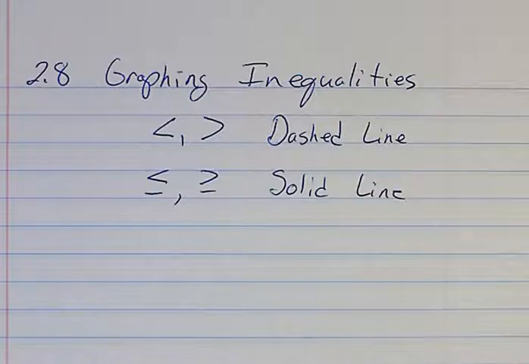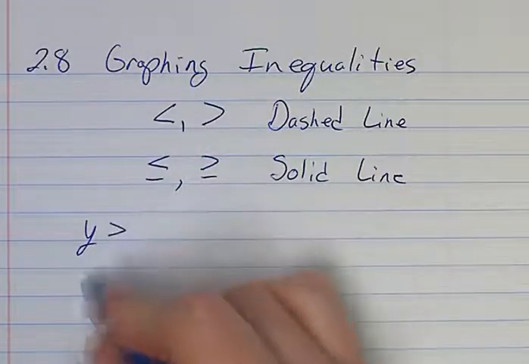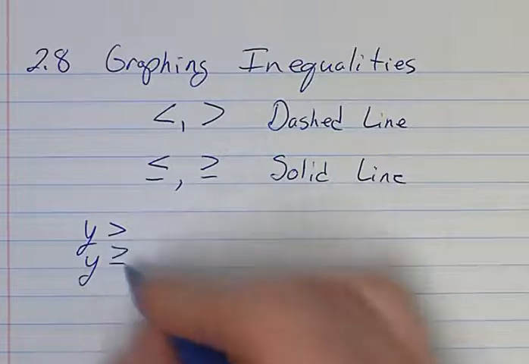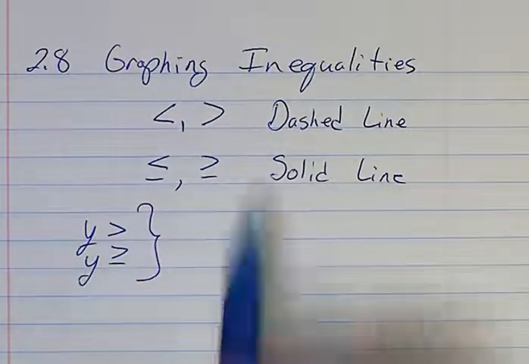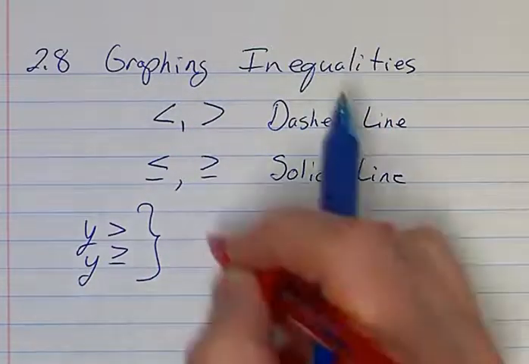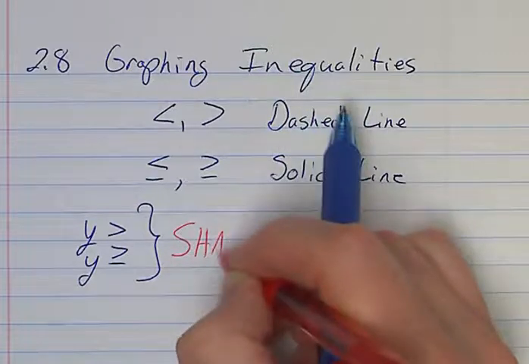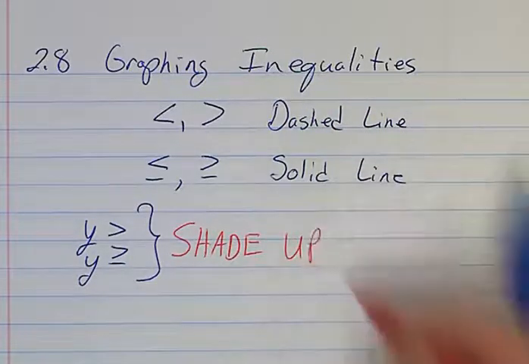Now, here's where I'm going to break with what the textbook would say. If you're doing online homework or looking at the textbook, I'm going to give you something that to me is a little bit faster and a little bit easier. If you have y greater than or y greater than or equal to, because when we do inequalities, that means you have to shade. In this case, if it's greater, you're going to shade up from the line.